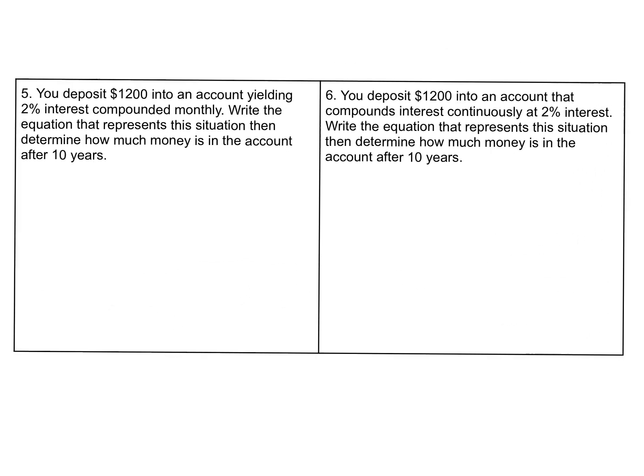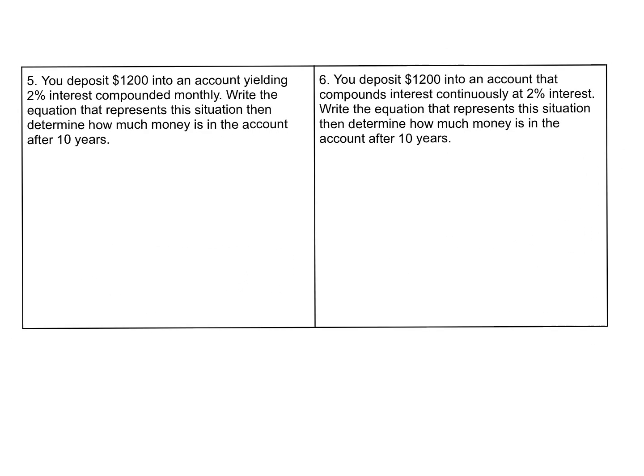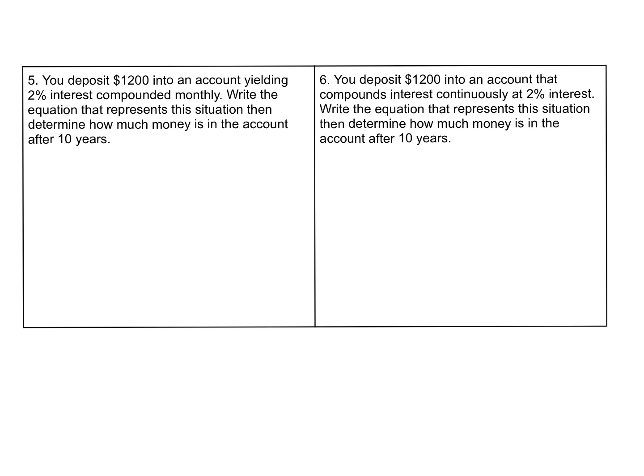Okay, so the last two examples are going to be our compound interest and our continuously compounded interest. In our first example, you deposit $1,200 into an account yielding 2% interest compounded monthly. Write the equation that represents this situation, then determine how much money is in the account after 10 years.